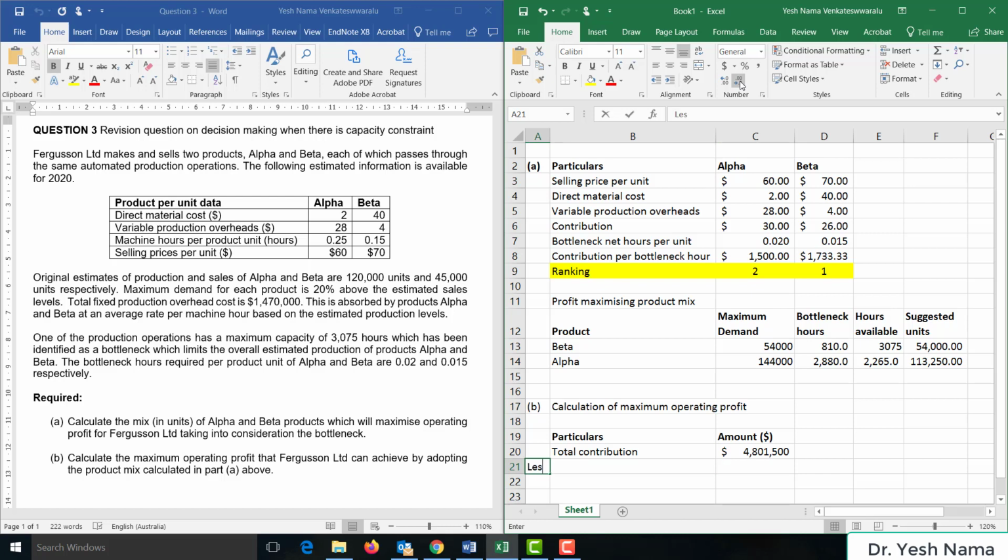From this, we deduct fixed costs. Fixed costs are 1.47 million. So operating profit is equal to contribution minus fixed cost, 3.33 million. So this is the maximum operating profit that the company can generate by following the suggested sales mix, taking into consideration the bottleneck hours.